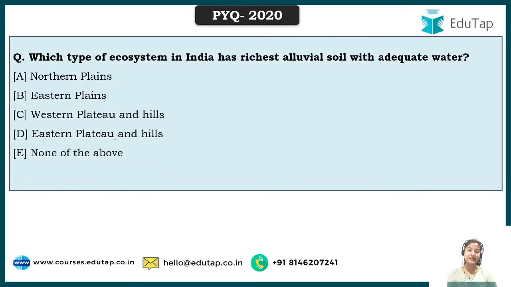The previous one was from 2019, and this one says: which type of ecosystem in India has the richest alluvial soil with adequate water? This is again based on the agroclimatic zones that we covered in the first question. And even if you have not studied this topic, let's just go for some common sense. We know that the Indo-Gangetic plain is quite vast, and most of the agriculture is done in the northern side only. That is because we have rich alluvial soil there. So from this you can easily answer the question, and that is our northern plains.